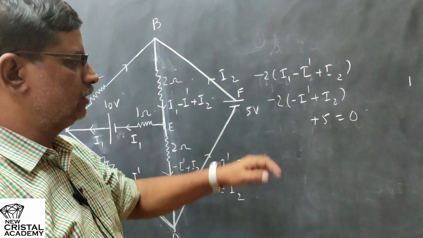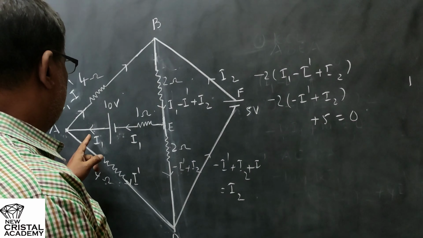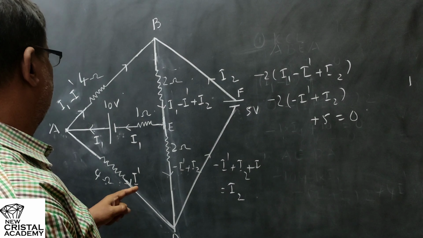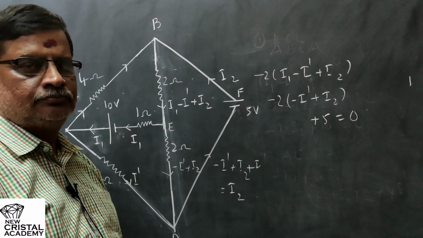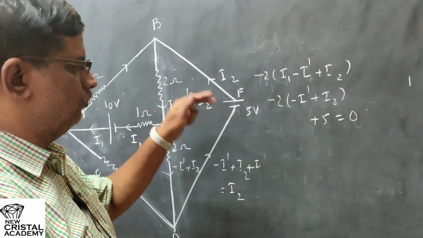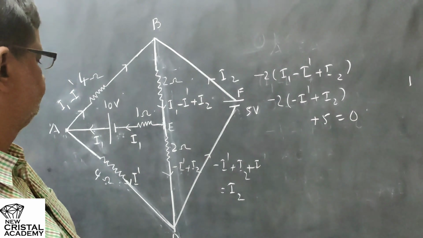Now you can solve these three equations for three unknowns and get the values of the currents I1, then I1 minus I dash, and I2. So you will be able to get the currents flowing through all the different branches of the circuit.